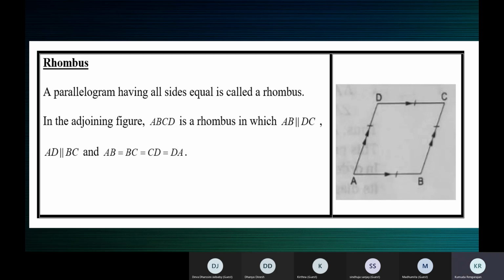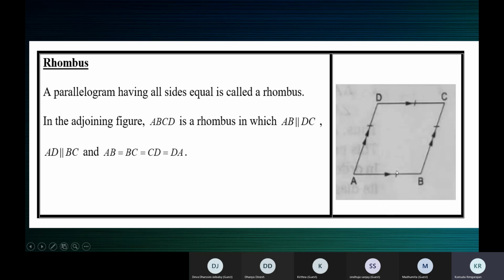In a parallelogram, only opposite sides are equal. If all the sides are equal, it's called a rhombus. So in this figure, it is a parallelogram because AB is parallel to CD and BC is parallel to AD. It's marked here, you can see the arrow. And BC is parallel to AD, you can see the double arrows. This side is parallel to this side. So it's a parallelogram because opposite sides are parallel.